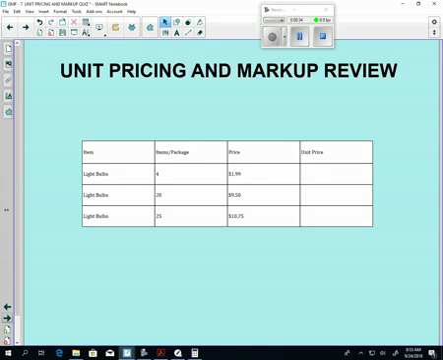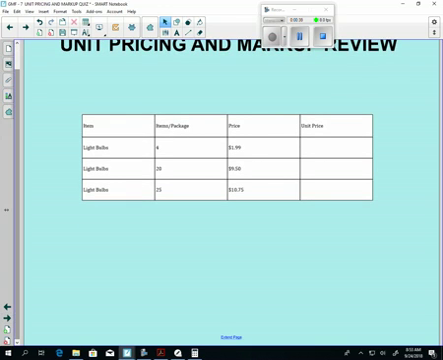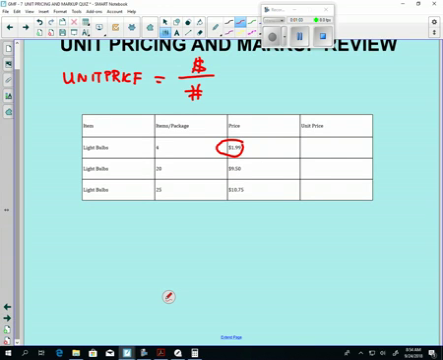Here we have a table of items. The first one is light bulbs. They come in a package of 4, and the price for the package is $1.99, so they want to know the unit price. In all cases, when you're doing unit pricing, you always put the dollar amount at the top by the number of items at the bottom. So here we have $1.99 divided by 4.